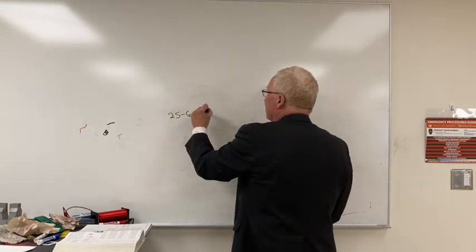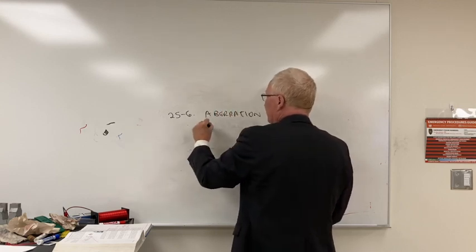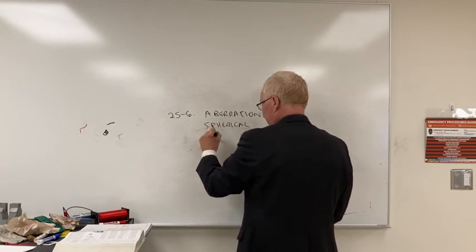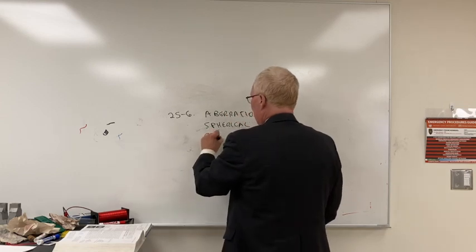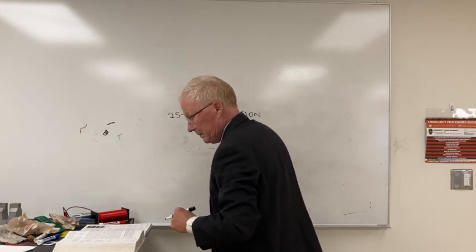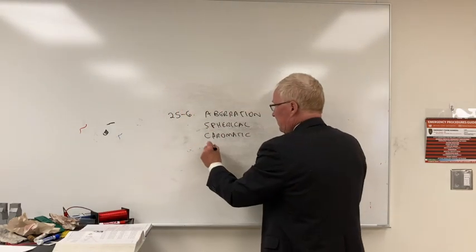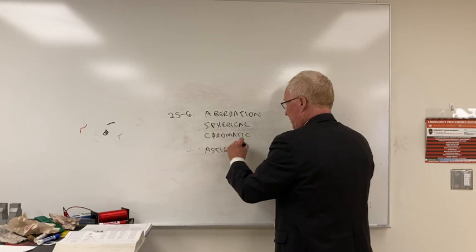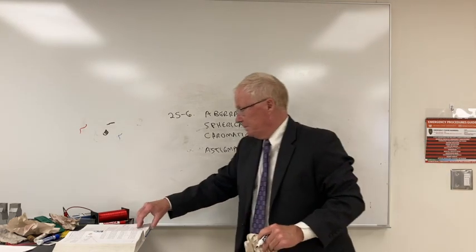25.6 is on aberration. And this would include spherical, chromatic, and then also a little bit on astigmatism. This is the characteristics of lenses, but as far as people are concerned, astigmatism, how does that work? So what are the characteristics of these?